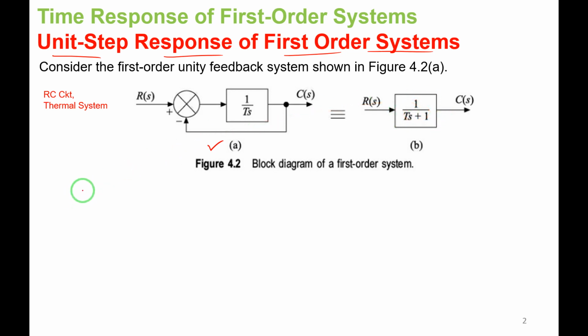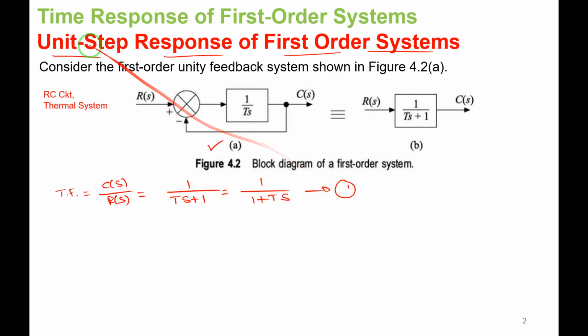So first I will write the transfer function of the given system. Transfer function, that is C of S by R of S, is equal to 1 divided by Ts plus 1 or 1 plus Ts, one and the same, right? So this is the transfer function of the system. But just look at the heading, unit step response of first order system, means R of S is the input. What should it be? Unit step. Whatever the input I am applying, it is unit step input.